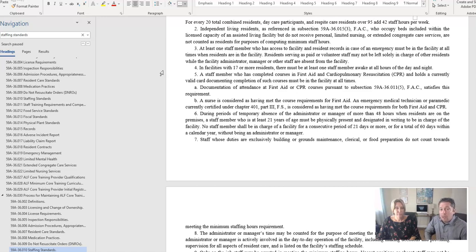Right. Okay, in facilities with 17 or more residents, there it is again, 17 or more, 16 or less.